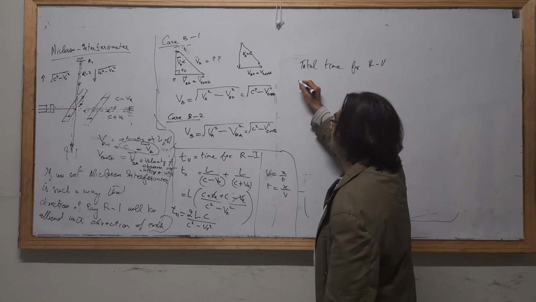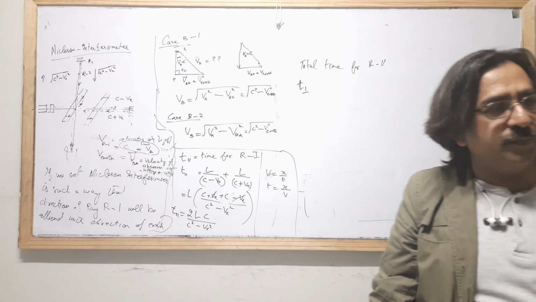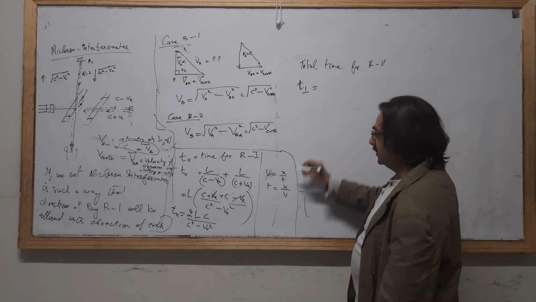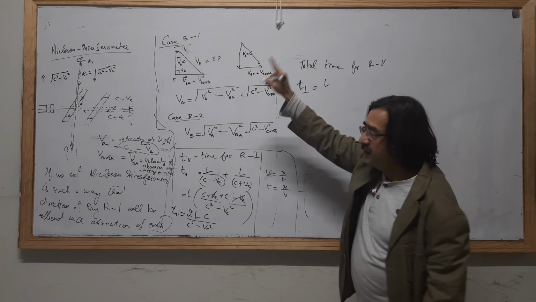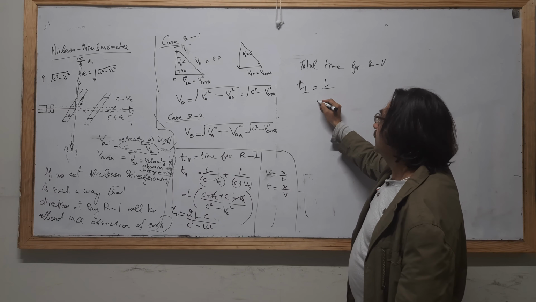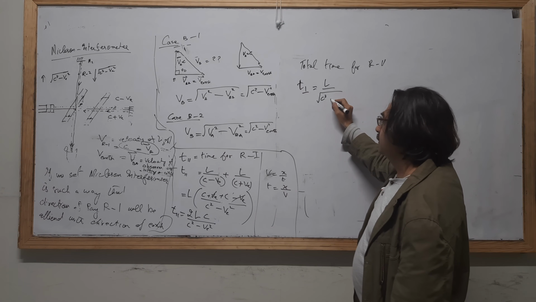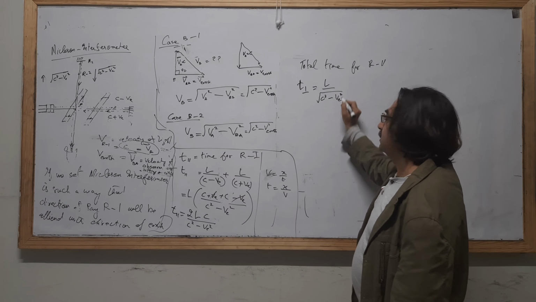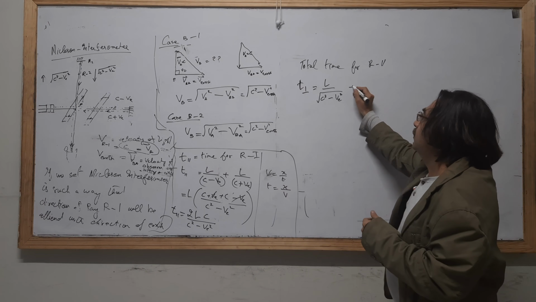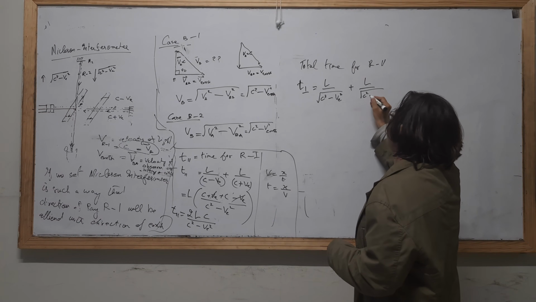We say that T perpendicular means it is moving perpendicular. That is equal to the length, which is the same, L divided by the square root of C square minus VE square. And plus, both have the same upward and down. So this is C square minus VE square.